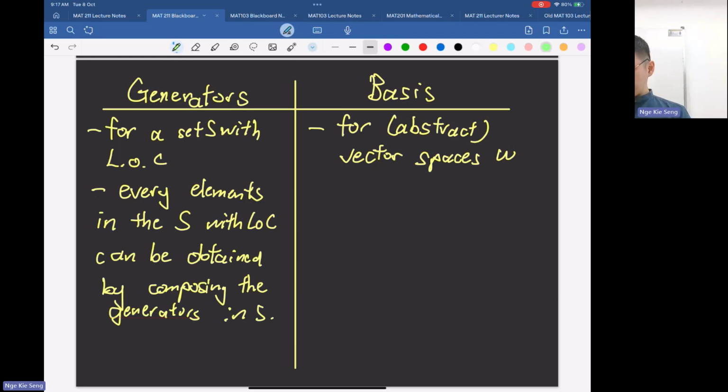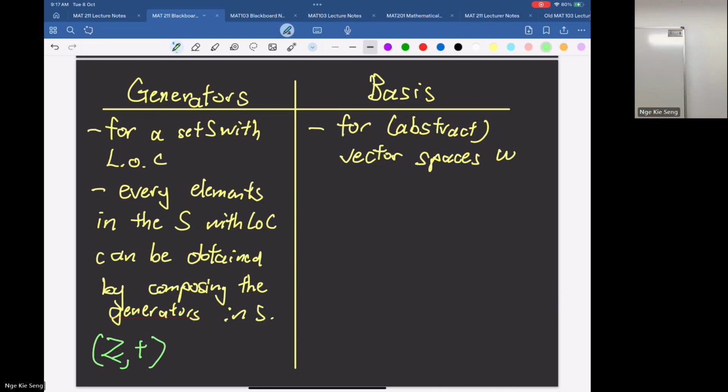Let me give you an example. Can you guess what's the generator of Z? Maybe I need to tell you the composition also. Let's say addition. Can anything generate the whole Z, just by being closed under the LOC, then taking inverses, and the identity has to be in there? Can you find a generator here?